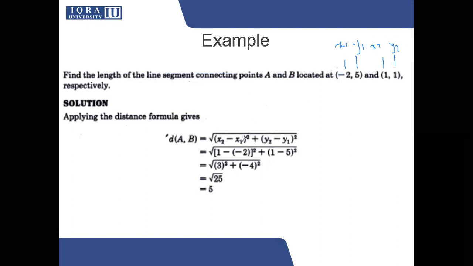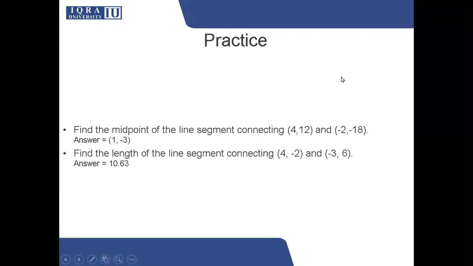The formula is x2 minus x1 whole square. x2 is 1 and x1 is minus 2, so 1 minus minus 2. Again, take care of the signs. Minus minus becomes positive, so 1 plus 2 becomes 3 square. Then 1 minus 5 square, which is minus 4 square, which gives me the square root of 25, and I get the distance 5. Notice this is a number. Again, I'll repeat, this is not a coordinate. So this is the distance formula and the midpoint formula.